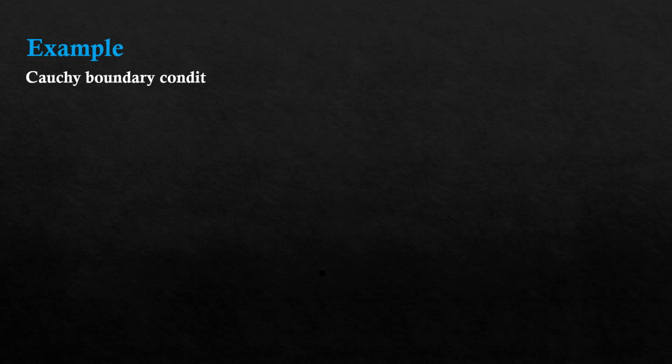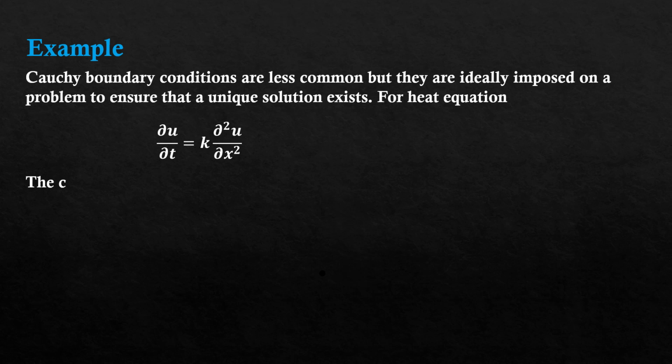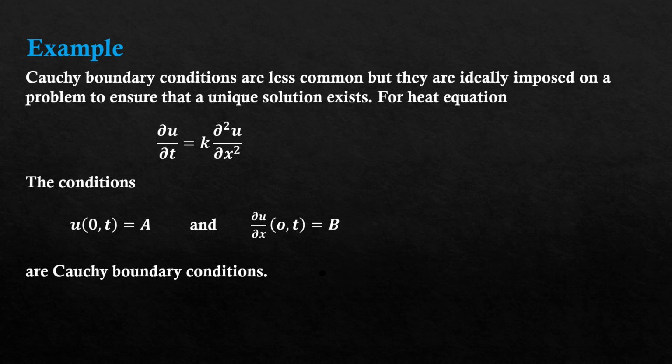For example, Cauchy boundary conditions are less common, but they are ideally imposed on a problem to ensure that a unique solution exists. For the heat equation, partial u by partial t equal to k into partial 2u by partial x2, the conditions u(0,t) equal to capital A and partial u by partial x at (0,t) equal to capital B are Cauchy boundary conditions. Here you can note that both the conditions are defined at the same location. This is the main difference between Robin's conditions and Cauchy conditions.